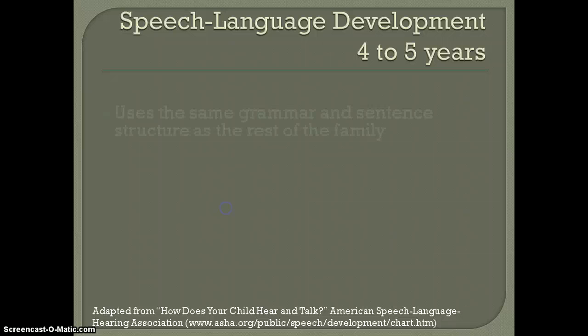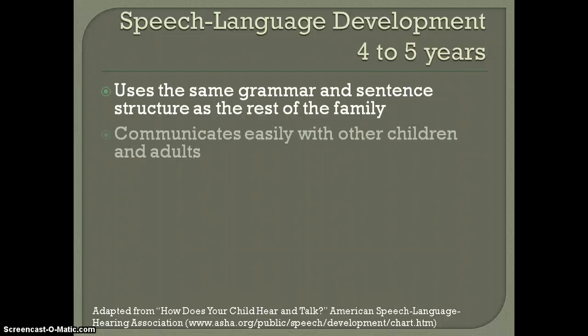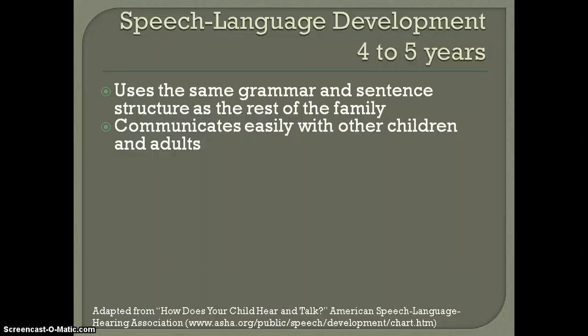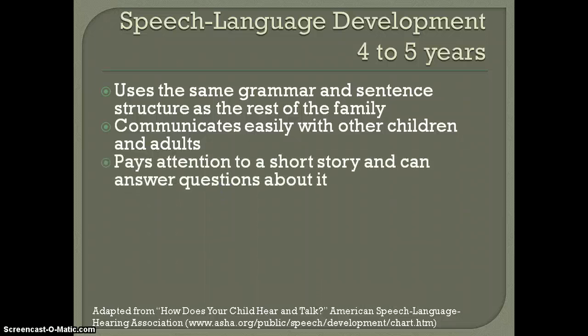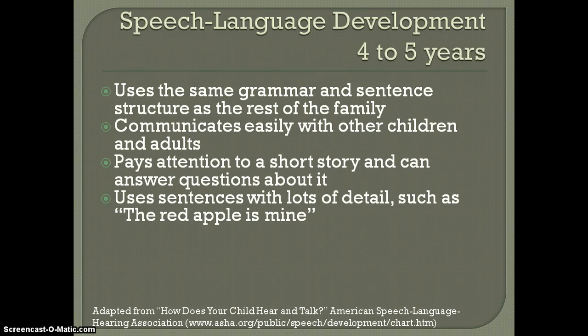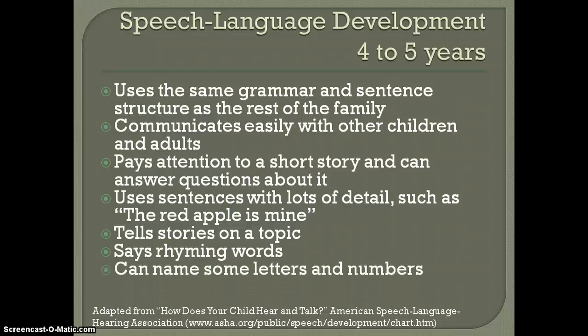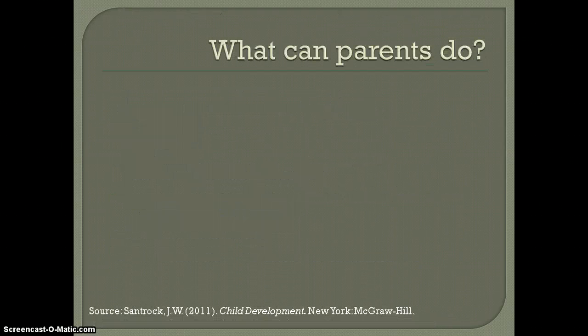Between 4 and 5, his speech sounds like the rest of his family's. He has the same grammar and sentence structure, and he can communicate easily with other children and adults. Not only can he listen to a short story, he can answer questions about it. He uses sentences with lots of detail and can tell stories on a single topic. He can say rhyming words and name some letters and numbers.